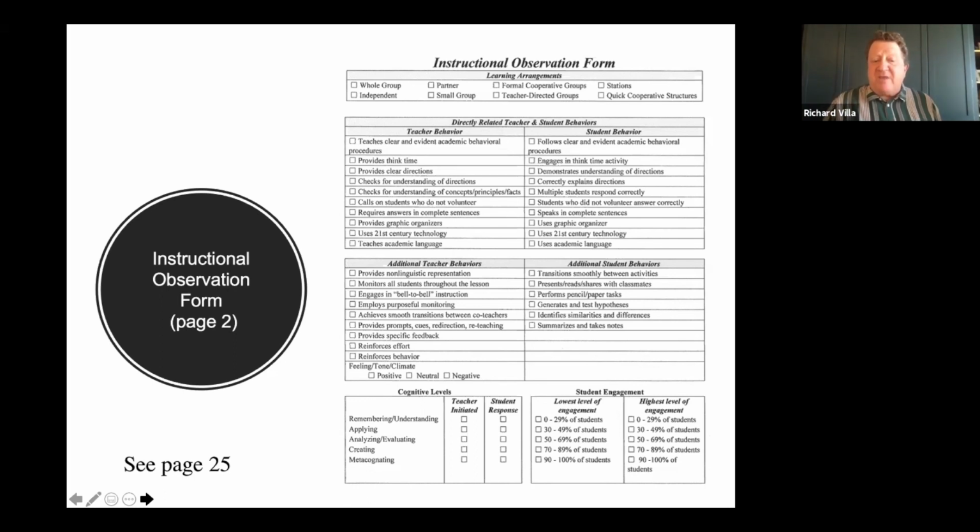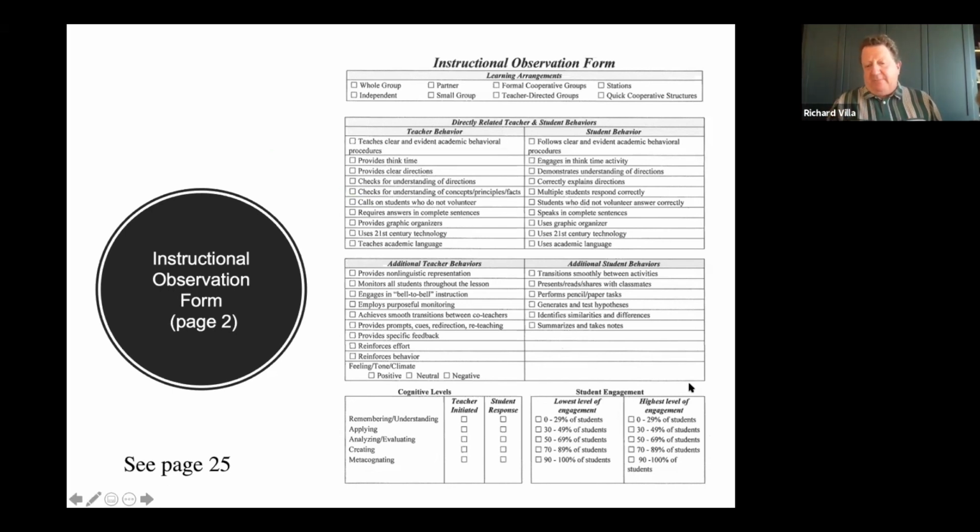At the bottom, you have the cognitive levels, and there are 2 columns. We've got this in terms of this is what the teacher's initiating, and the student response was at what level, right? In terms of that student response. Sometimes their response may be at a higher or a lower level than what the teacher was hoping for.